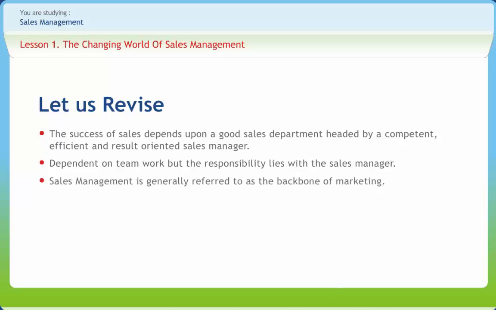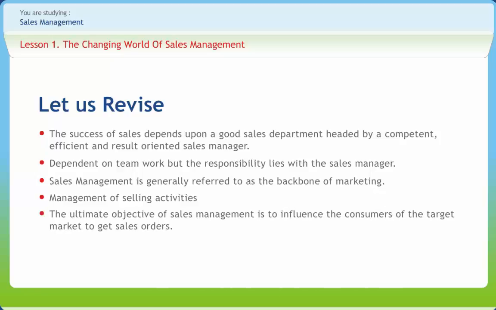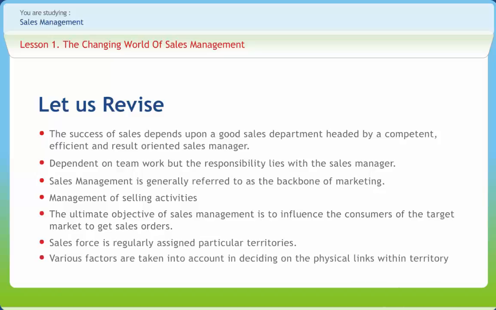Sales management is generally referred to as the backbone of marketing. It is the overall management of selling activities, and it refers to only the specialized application of the process of management as a whole. The ultimate objective of sales management is to influence the consumers of the target market to get sales orders. The sales force is regularly assigned particular territories. Various factors are taken into account in deciding on the physical limits within the territory, the purchasing power of consumers, and their educational as well as living standards.